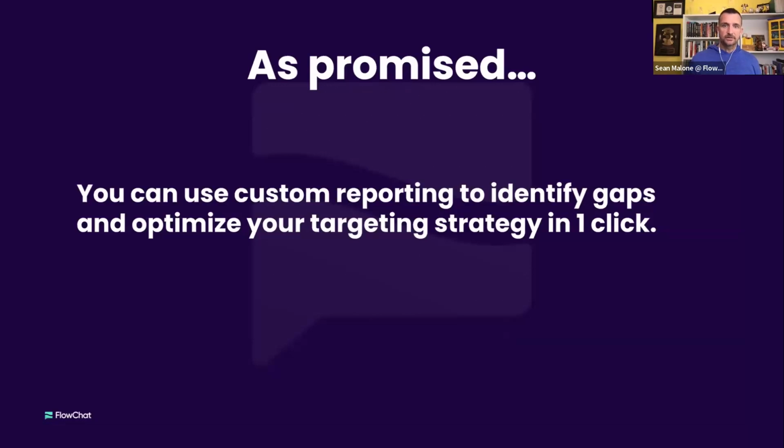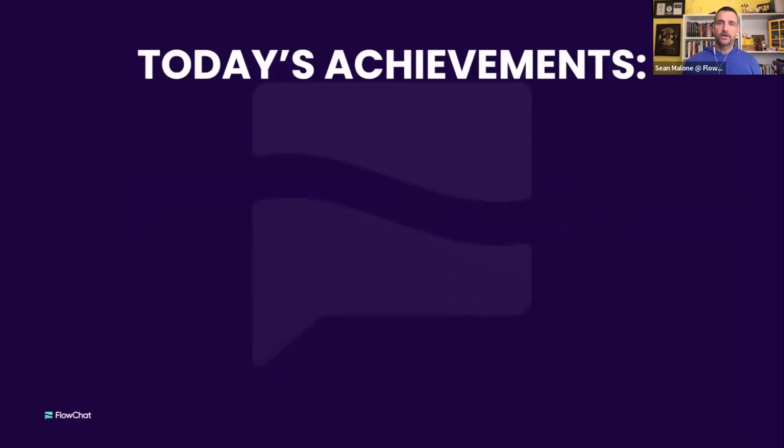As promised, I've just shared with you guys exactly how you can set up custom reporting in 3 clicks to identify gaps and optimize your targeting strategy. In 1 click, all you have to do is go and review that report once you get it set up. Pretty simple. And today's achievements, guys: using metrics equals cash flow. If you don't know how well your organic method is working, or your organic flow, inbound, outbound, whatever, if you don't have those right hinge points or metrics or KPIs, as most people call them, and you don't understand what you're shooting for, you got to have a benchmark, and then you got to try to beat the benchmark.